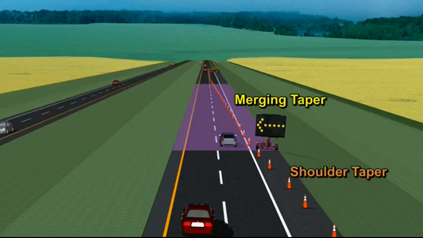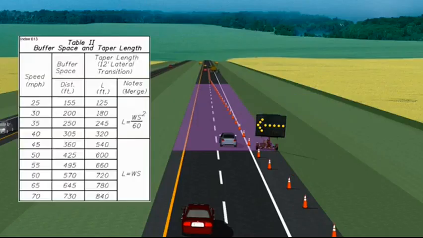Merging tapers close a lane of moving traffic on multi-lane highways where a merge is required. The length of the merging taper, which is used to close a lane, is determined by the speed of the traffic and the width of the lane to be closed. The formulas for determining the length of a merging taper are found in Index 613, Table 2.